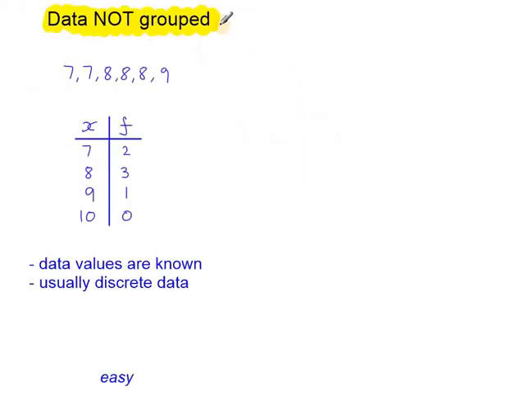When data is not grouped, so if we have a list of numbers, or as I've done here, I've taken this data and put it into a frequency table, you can see there are no class intervals. We have individual data values, so the data is not grouped. So all of the data values are known. Typically we have discrete data in a table like this or in this format, but not always, and the methods involved are straightforward, they are easy.